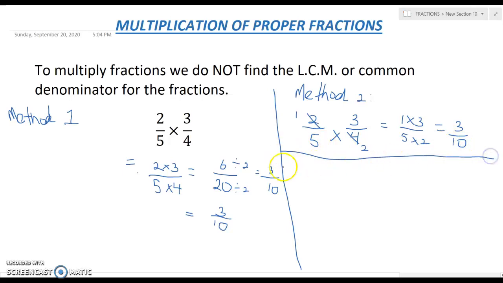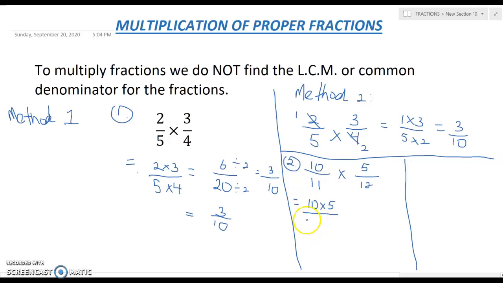Let's look at another question right here. We can call this number 1, right? So let's say we have 10 over 11 times 5 over 12. So you could do it either method. You could multiply across. I'll just write it over here. We could do method 1 here. So 10 times 5, and then afterwards you can say 11 times 12. Now this is method 1.